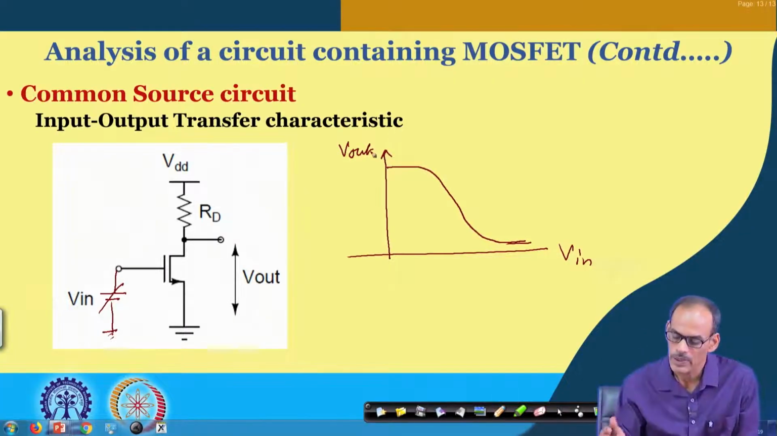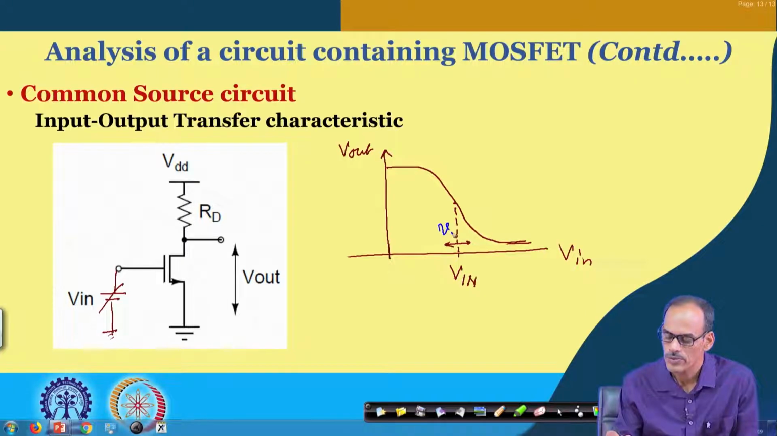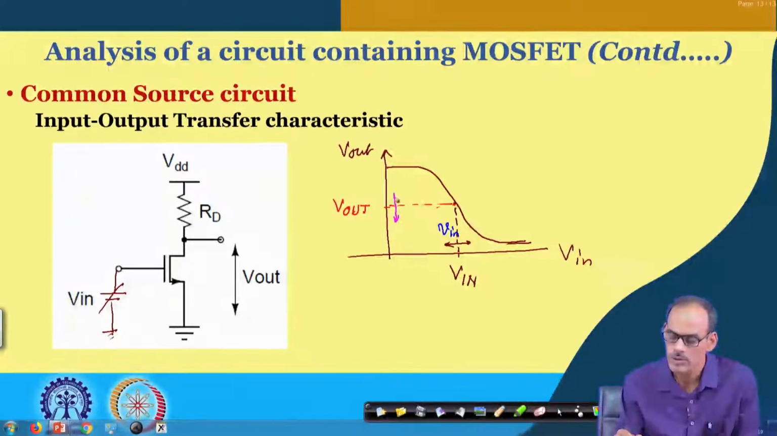Then if you consider that the input is changing with respect to a DC voltage, say capital V in, and we vary with respect to that by some small amount, it may be called small v in. The corresponding effect at the output is that we have a DC level here called capital V out, and the corresponding signal we get with respect to that DC level, depending on how much variation we give here, may be called v out.